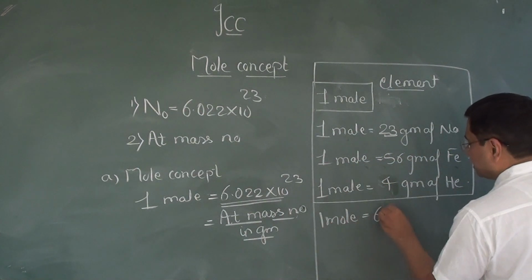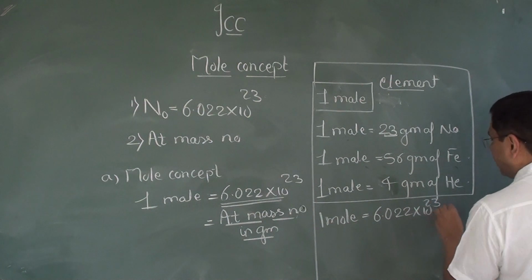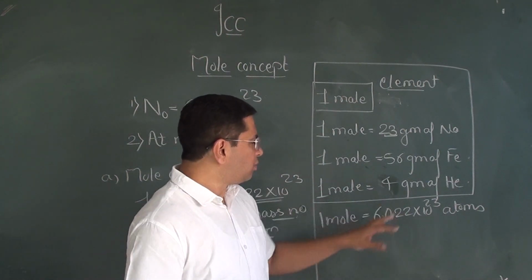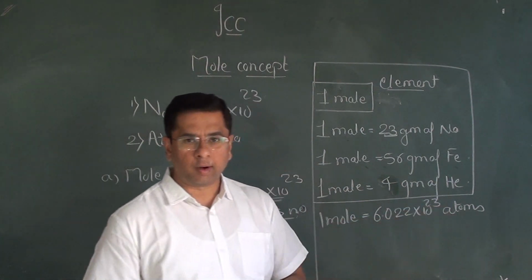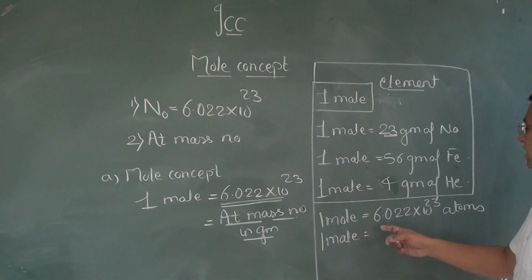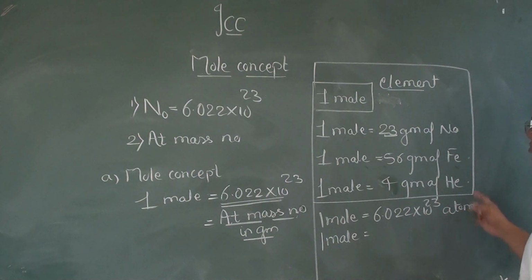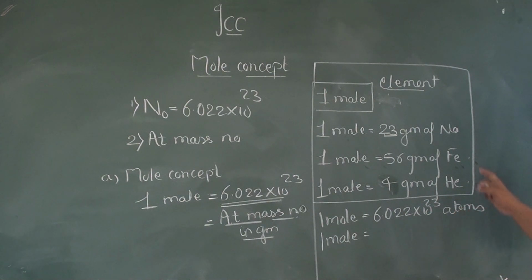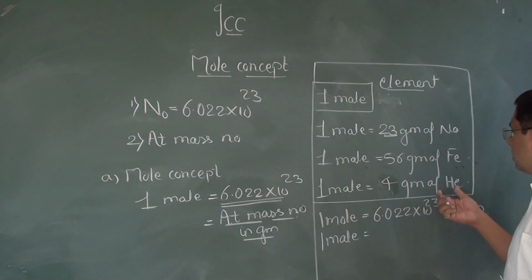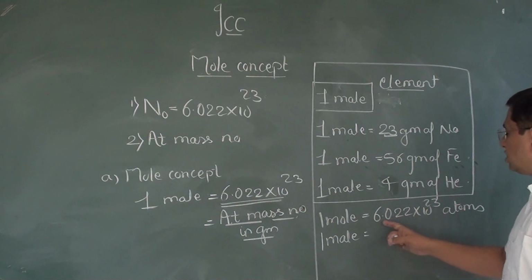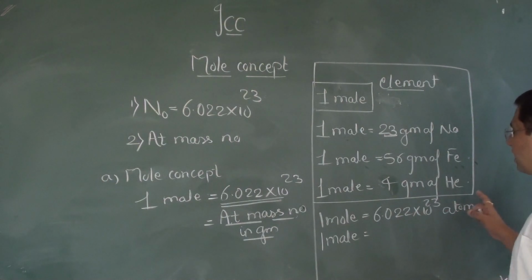यानी 1 mole of sodium is 6.022 into 10 raised to 23 atoms. 1 mole of sodium will contain 6.022 into 10 raised to 23 atoms of sodium. 1 mole of iron will contain 56 grams of iron, and there will be 6.022 into 10 raised to 23 atoms of iron. 1 mole of helium will correspond to 4 grams of helium and will contain 6.022 into 10 raised to 23 atoms of helium.